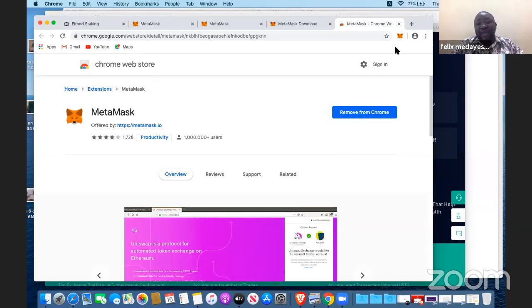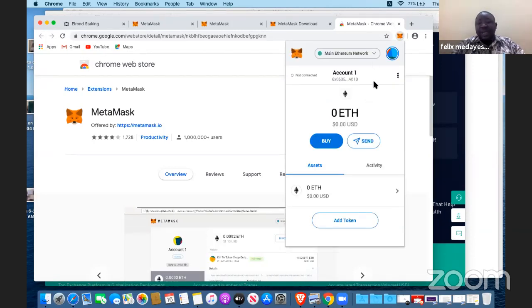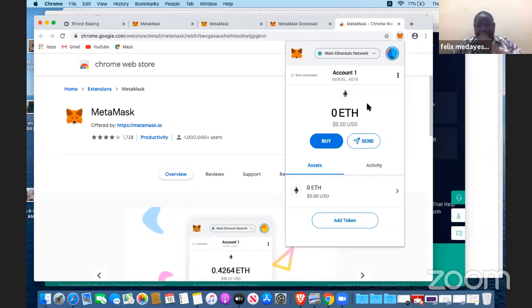Once you have done that, it's going to attach to your extension. Look at mine here. By default, it sits in the extension. Anytime you want to go into your MetaMask, simply click on the icon. If you have logged out, it may ask you to put your password. In my case, it's still there because I've not closed this.